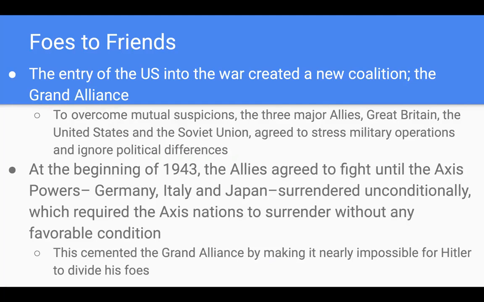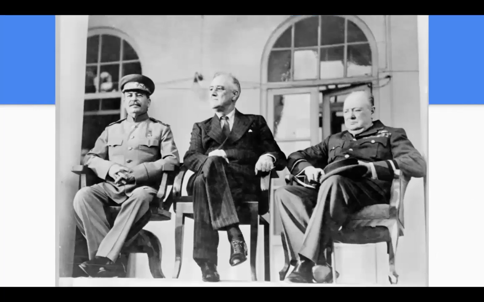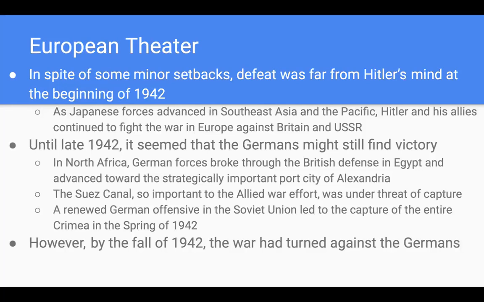At the beginning of 1943, the Allies agreed to fight until the Axis powers, Germany, Italy, and Japan, surrendered unconditionally, which required the Axis nations to surrender without any favorable condition. This cemented the Grand Alliance by making it nearly impossible for Hitler to divide its foes. There's the Big Three: Churchill, FDR, Stalin.